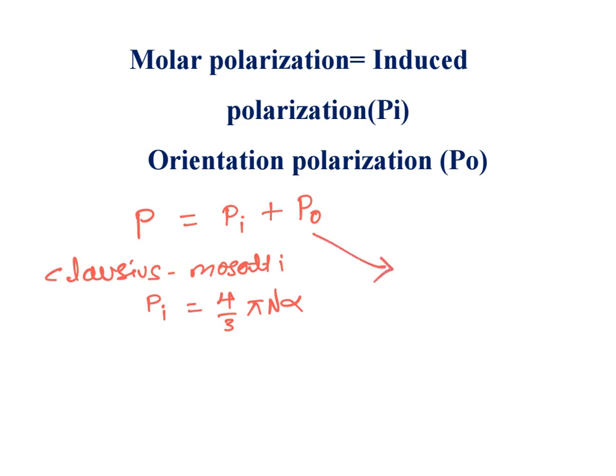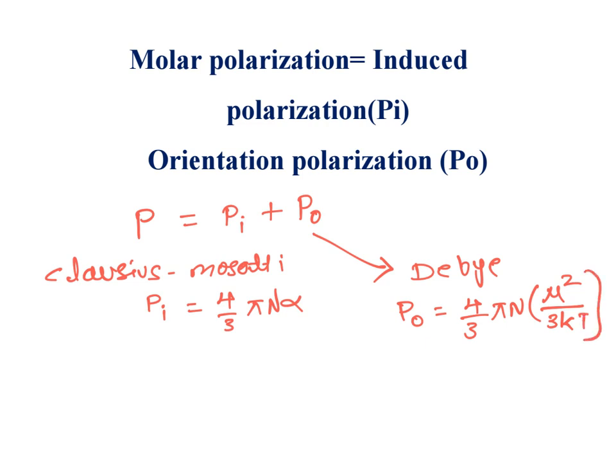And orientation polarization is given by Debye. It is also similar to the Clausius-Mossotti equation. Instead of alpha, he has taken another term, that is orientation polarization 4 by 3 pi n. Instead of alpha, it takes the dipole moment squared, over 3 Boltzmann constant, T temperature.